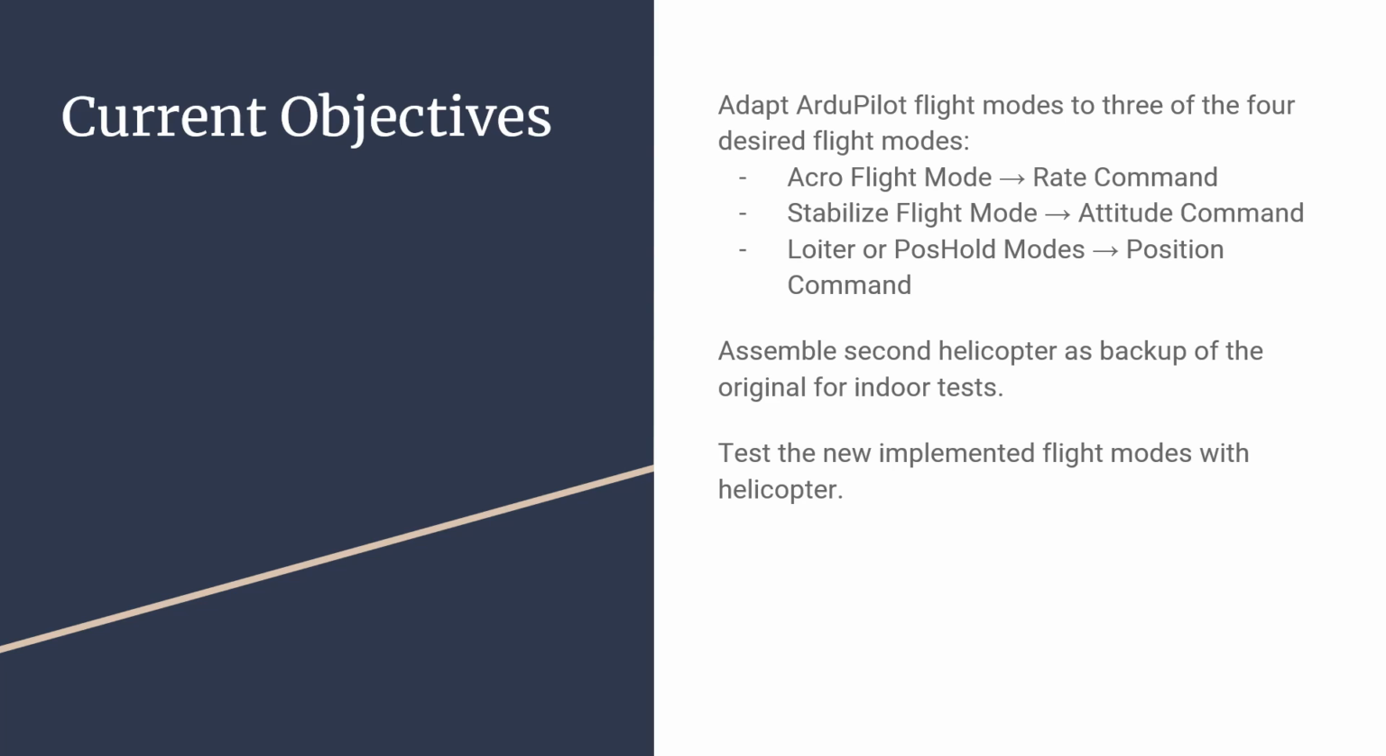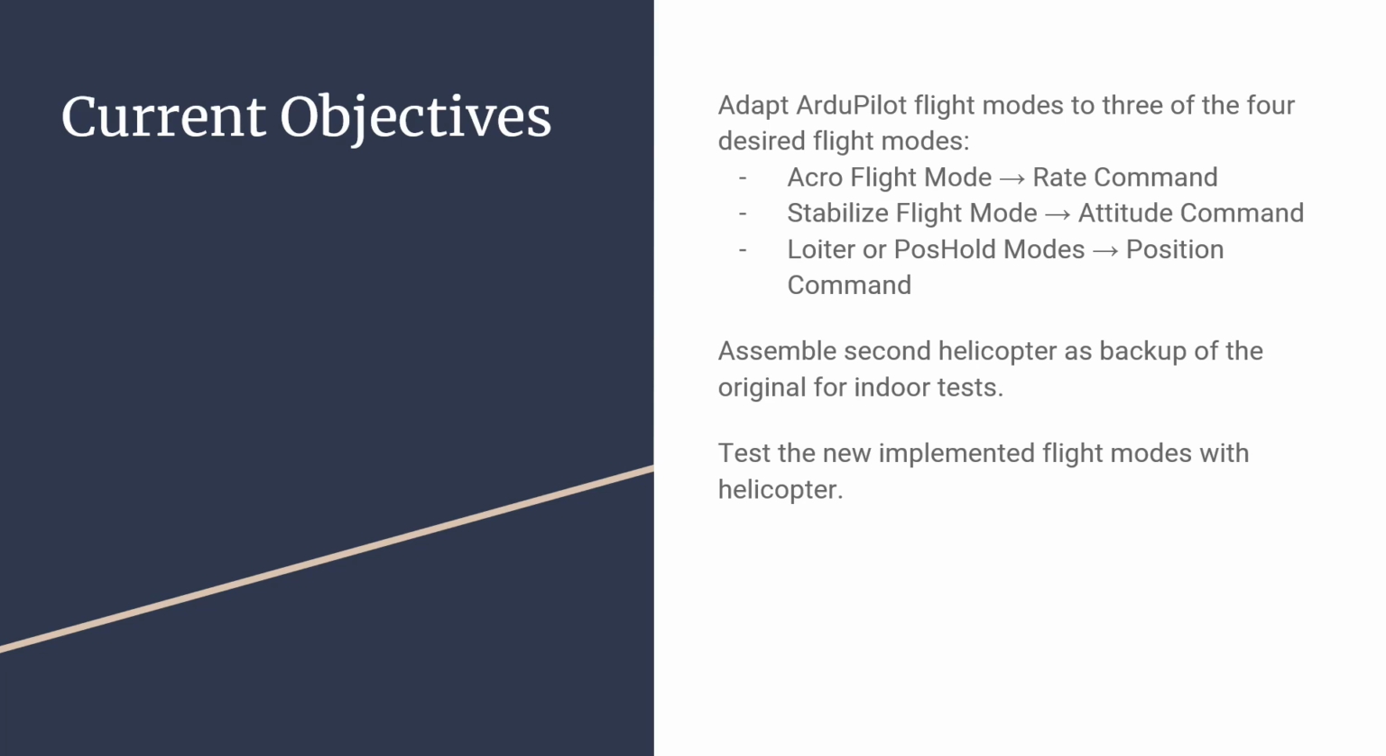The acro flight mode allows for fully acrobatic drone flight. In the stabilized mode, if you let go of the sticks, then the helicopter will remain level. The loiter mode automatically attempts to maintain the current location, heading, and altitude.